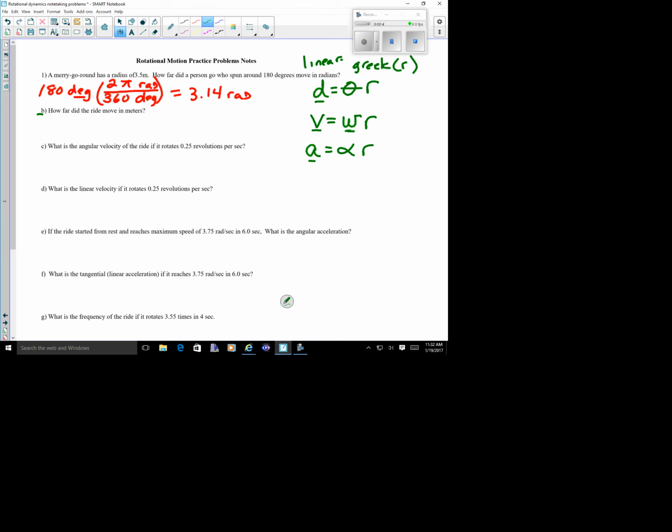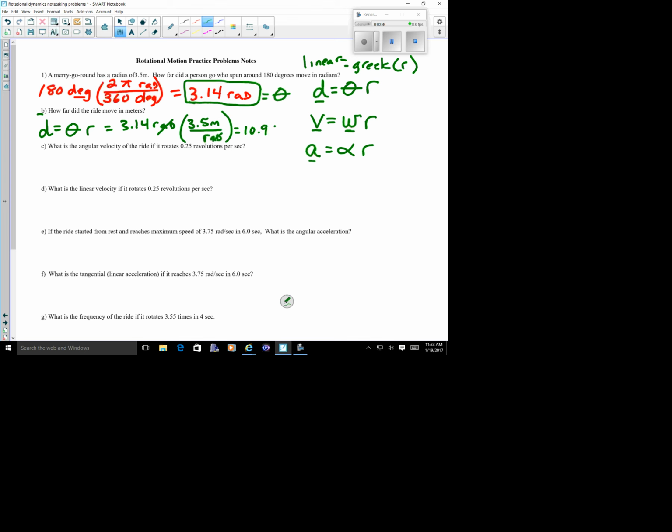So let's look at part 1B. It says how far in meters did the ride move? Well, that's linear distance. So I'm going to put in d equals omega r. I'm sorry, not omega, but theta r. Well, you got to remember this 3.14 right here. That is your theta. That's how far you went in radians. So I'm going to put 3.14 radians, and you multiply that by the radius, which is 3.5 meters. But that's 3.5 meters per radian, because that's how big a radius was. So the radians now cancel out, and you're left with your answer of 10.99 meters.